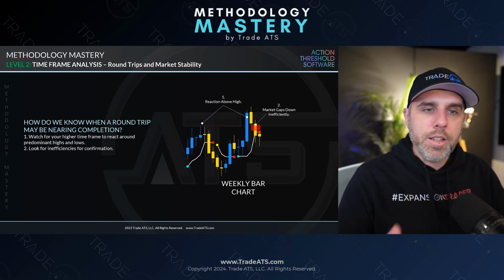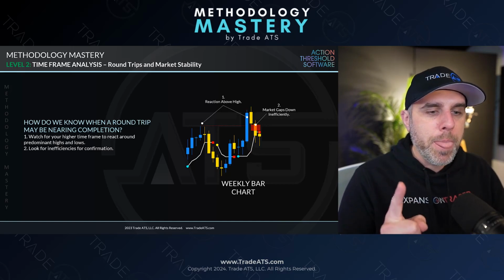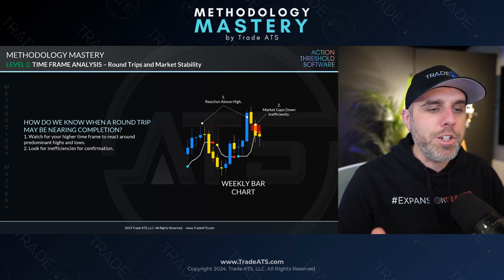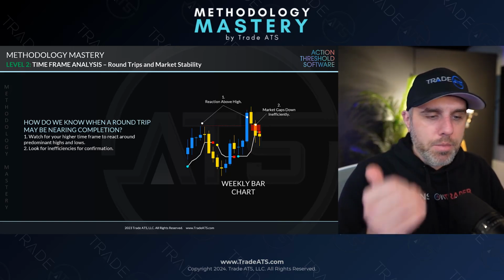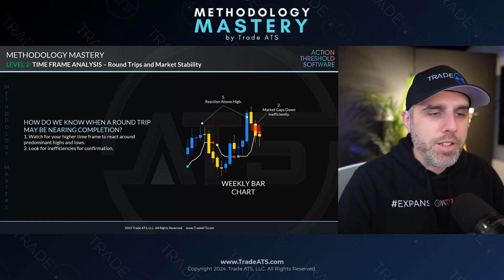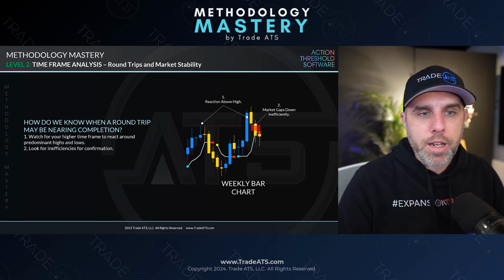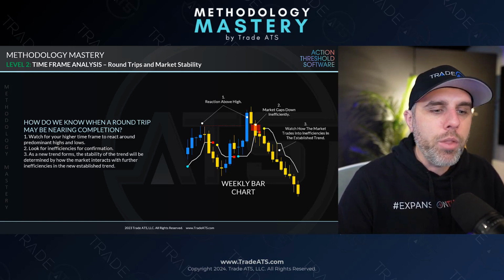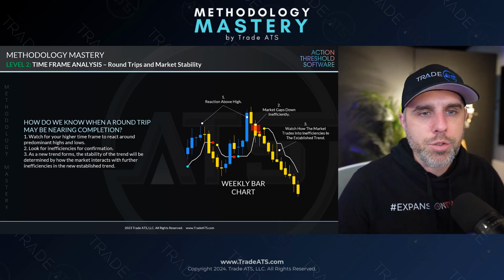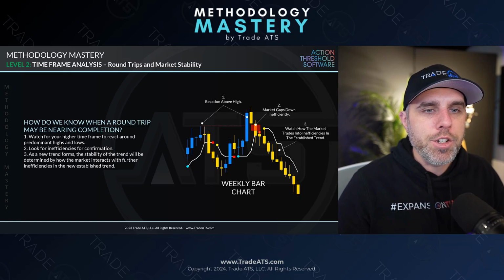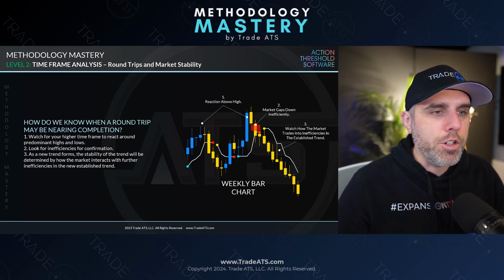Two, look for inefficiencies for confirmation. So we see that in this case, it poked through the high. What do we want to see for confirmation as it goes? We want to see that little gap action. We want to see the market push and leave that inefficiency. That shows that the banks are letting it slip. They're letting it go. And we know that as a confirmation of the trend or the trend change. Then we want to watch how the market trades into those inefficiencies, which is the new established trend.